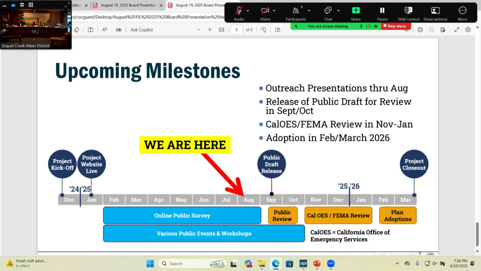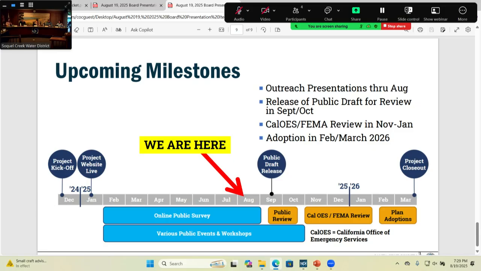We're trying to get as much of the word out as possible, and also to ensure that our elected bodies and our governing boards are part of this process. When we came in, I think at the end of 2024, when we asked the board if you were interested in participating, it does require that all of the entities adopt the plan. So they want to make sure that it is in alignment with where the agency's missions and goals are.